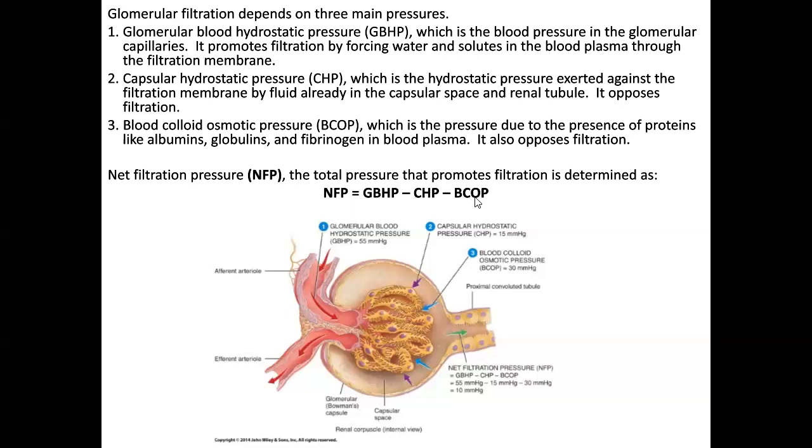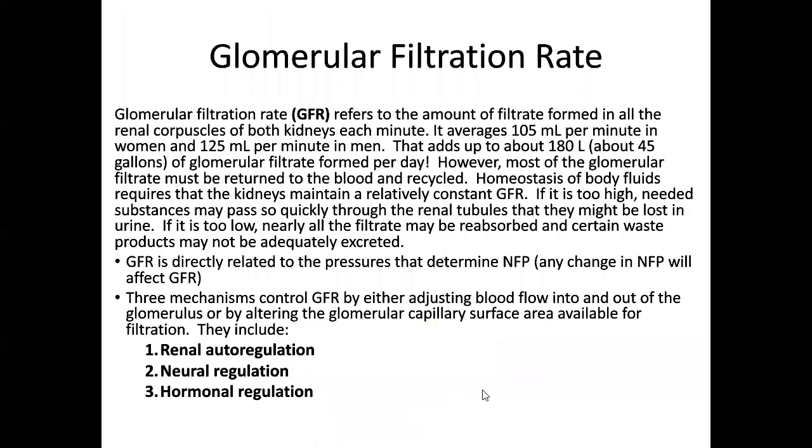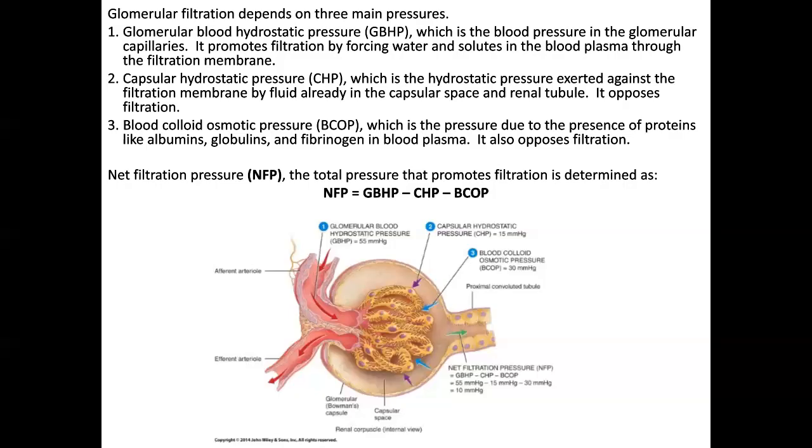Okay. And what you're going to end up with after doing this calculation is either a positive number, like we see here, or a negative number. If that number is positive, it's going to promote filtration. If it's negative, it's going to oppose filtration. Actually, you know what? Write that down. I do want you to know that. Okay. If NFP is positive, that promotes filtration. So if NFP is positive, we form filtrate.